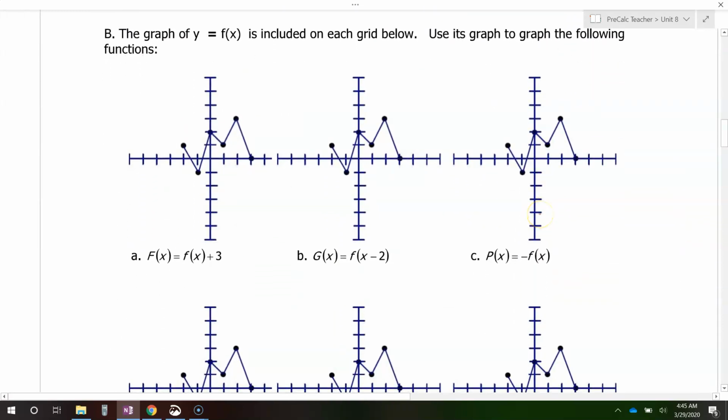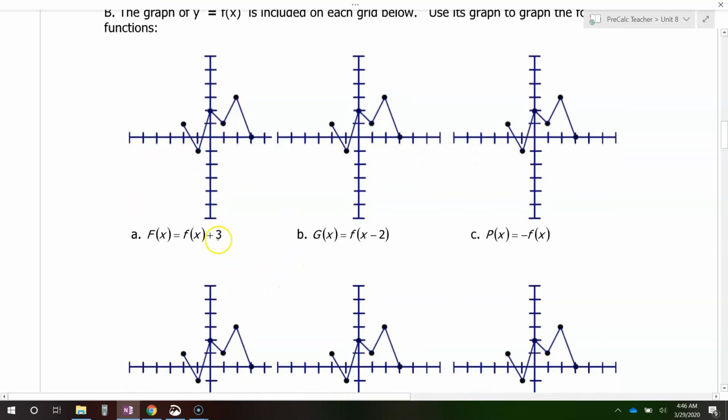All right. Let's just keep practicing doing the same thing with another graph. So this plus 3 on the end means that we go up 3. If I move all of these key points up 3, that's going to be 1, 2, 3.